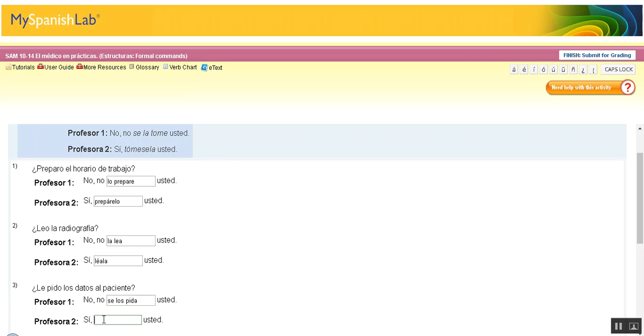Now when I make the affirmative command, I've got to take that se los and put it on the end of my pida. Now pida, the original stress, because it ends in an A, would be over that I. So now I just have to make that a written stress, because when I add se los, that would change where the stress should go.